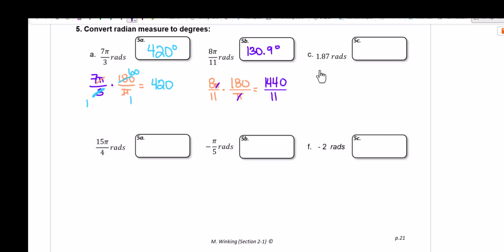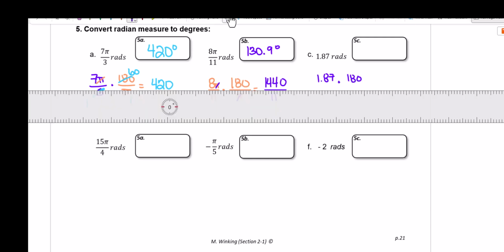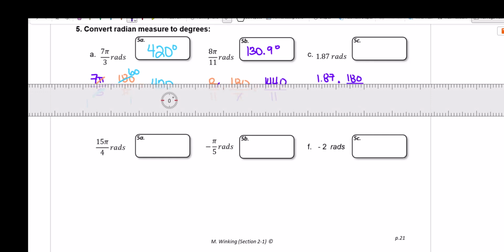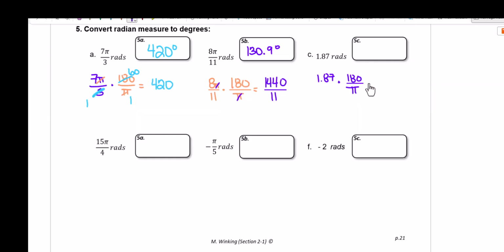All right. And then same thing here. I have 1.87 radians. So I want it as a degree. So I'm going to multiply by 180 over pi. Now, I know some of you are thinking, whoa, where's the pi? The pi's aren't canceling. That doesn't matter. This decimal is the radian value. It doesn't matter what the number is, whether it's a decimal or a fraction. In order to go from a radian to a degree, you must multiply by 180 over pi.